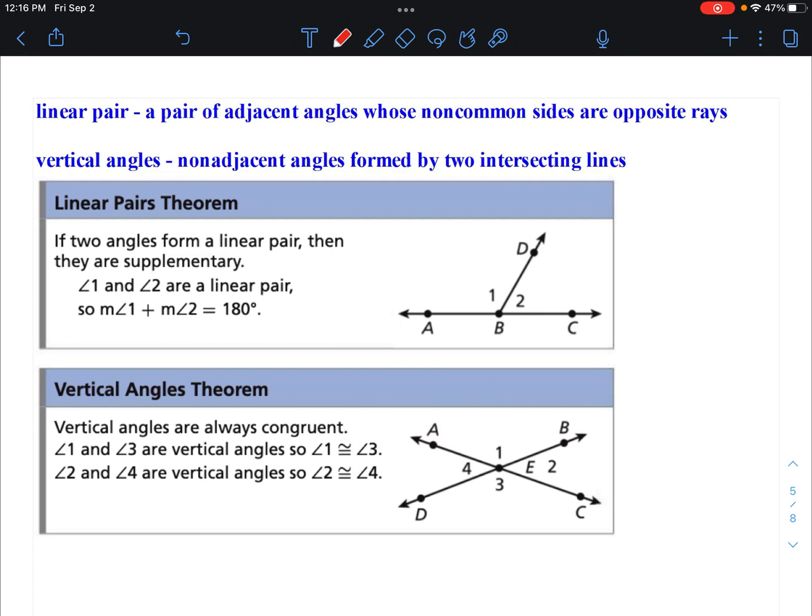And what the linear pair theorem says is if angle 1 and angle 2 are a linear pair, then they add up to 180 because a linear pair forms a line. Of course, you know the angle of a line is 180 degrees. That's called a straight angle.